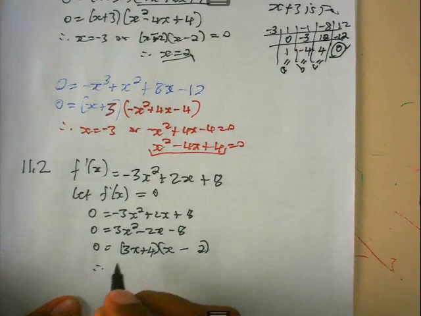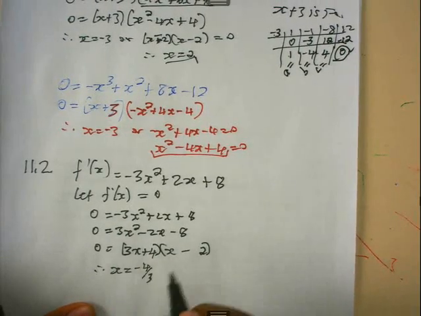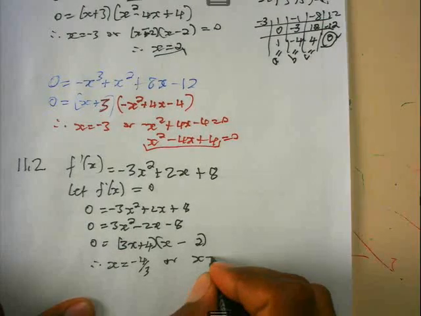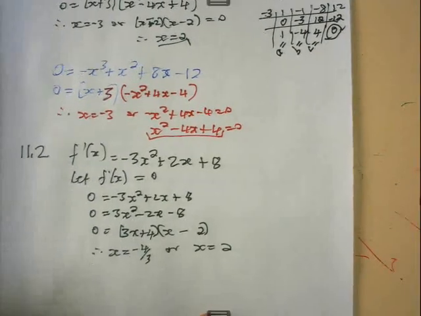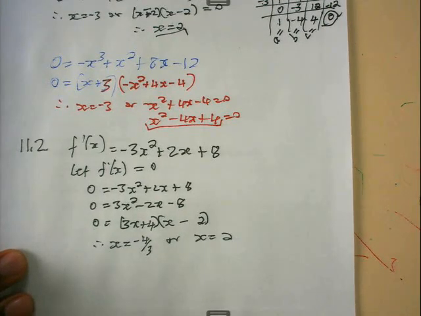Therefore, we can now say x is equal to minus 4 over 3, or also x is equal to positive 2. Boys and girls, now we have the x coordinate of the turning point. You know how to determine the x coordinate: you find the derivative, then you let the derivative be 0, thereafter you solve for x.